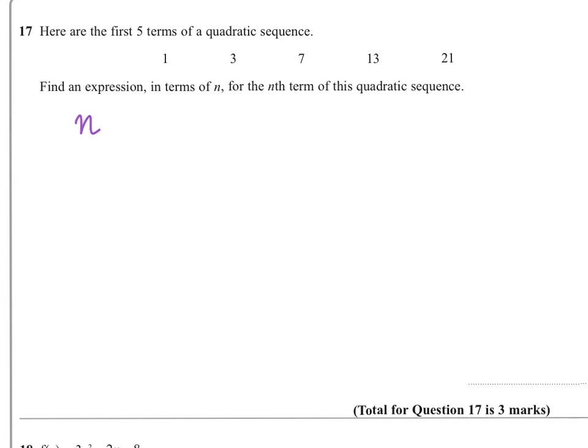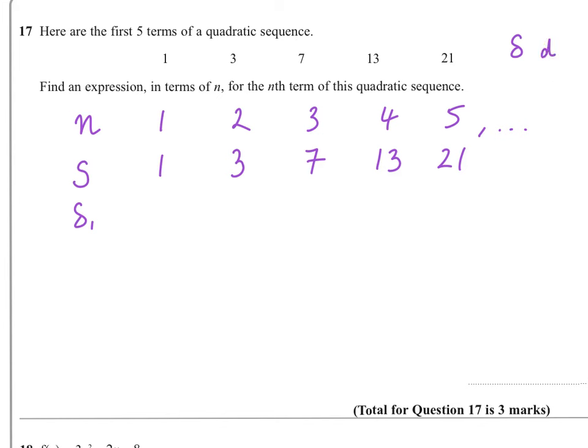So I usually start with the natural numbers, 1, 2, 3, 4, 5 and so on. So I call those n, i.e. the 1 times table. Then I write out my sequence, I call that, say, s, and it's 1, 3, 7, 13 and 21. And all I have to do is find difference 1, and I call that the Greek letter delta. You can call it d if you want for difference.